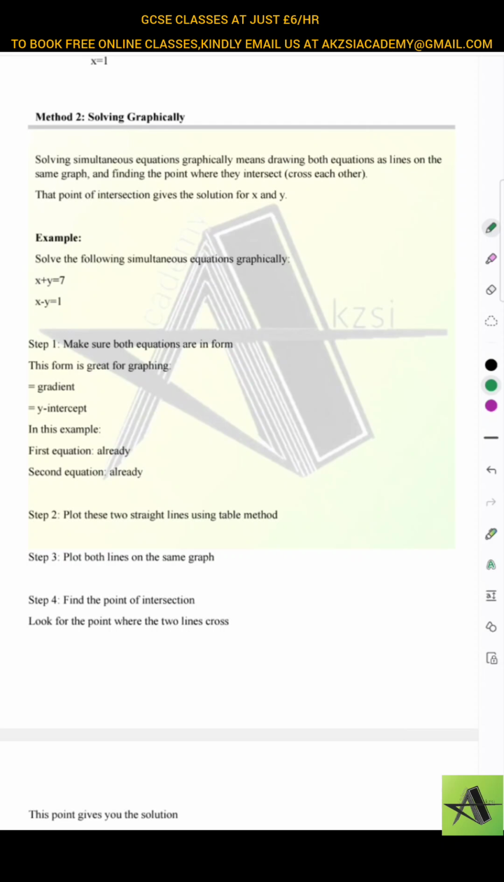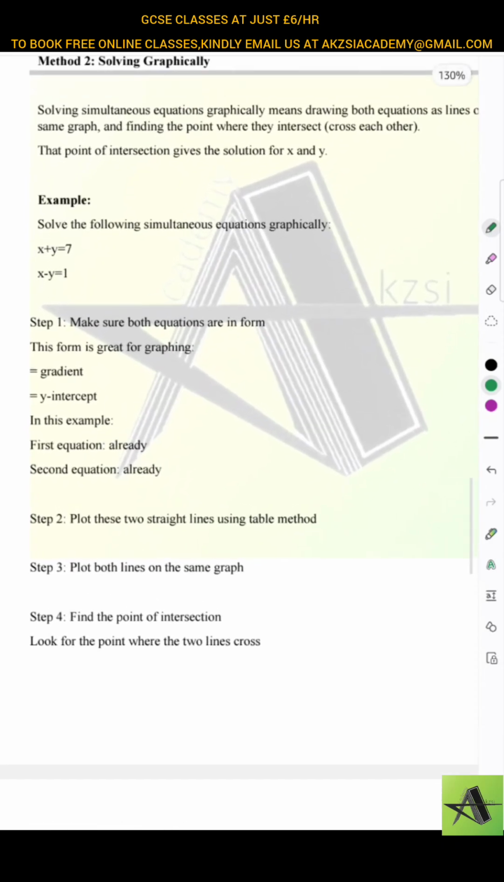Simultaneous equations are those equations that share the same value of x and y, and both the lines will share the same values of x and y only where they overlap each other, where they intersect each other. That point is the only common point of both the lines, and hence when we plot it and find the intersecting point, we'll be able to solve this by the graphical method.